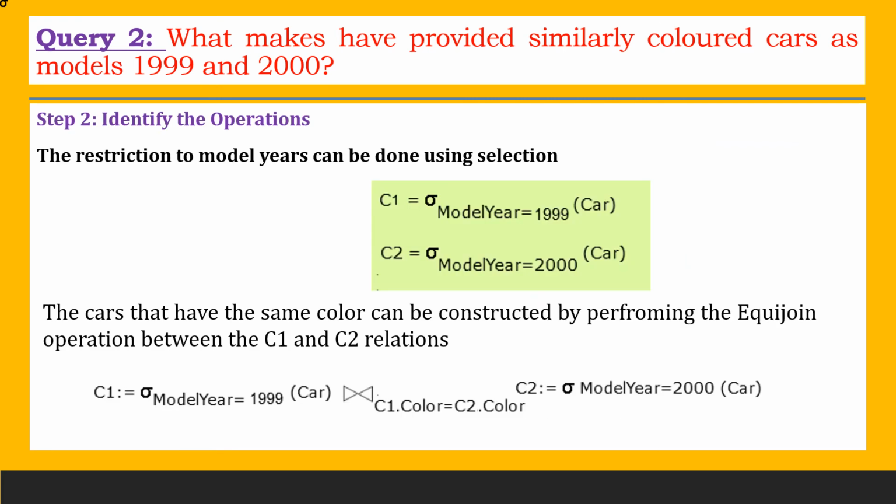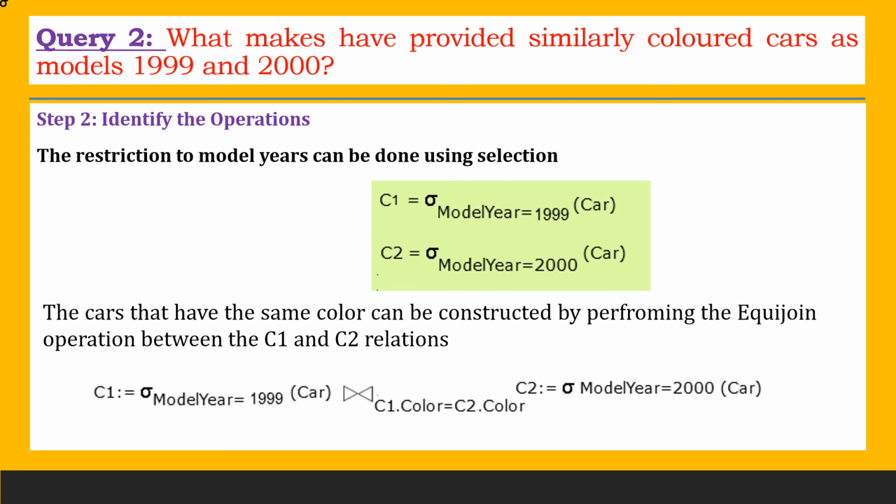Okay. After identifying the relation, we have to identify the operations. We are given a condition that the model year should be either 1999 or 2000. So we have to select the tuples based on that restriction. This restriction can be done, as you know, with the help of the selection operation. Sigma model year is equal to 1999 from the table car. Sigma model year is equal to 2000 from the table car. These values are going to be stored in the intermediate tables named C1 and C2 respectively.